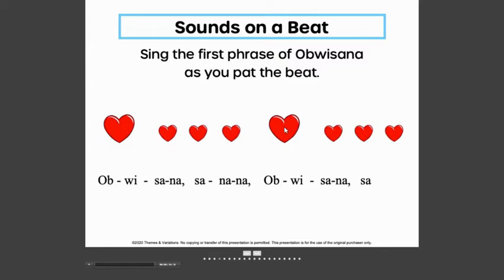Now let's start again from this first heart. Obwisana sa. How many sounds do you hear on the third heart? Sa. 1 sound. Good. But you'll notice that 1 sound is really long. So for right now, will you just draw 1 sound in box number 3? 1 line in box number 3.